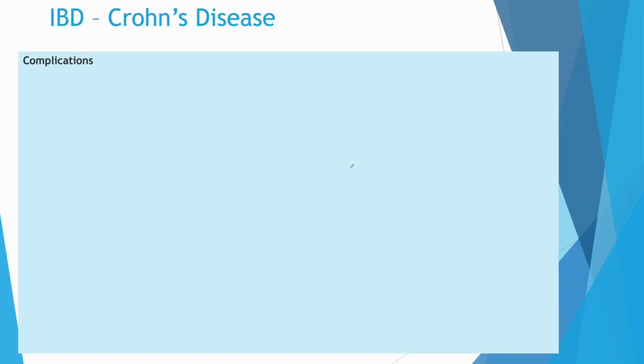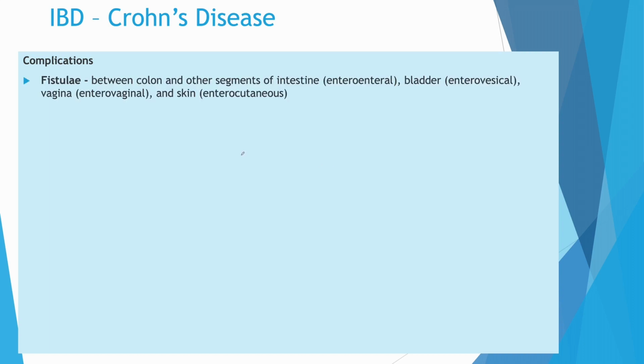All right, so complications. Lots of things can go wrong when you have chronic disease, especially something that is transmural, goes through the entire bowel, or can, and we can have all sorts of complications and problems because of it. Now, we already mentioned fistulations. The fistulations can be from one part of the intestine to the other. It can be from the intestine to the bladder. It can be from the intestine to the vagina, and it can be from the intestine to the skin.